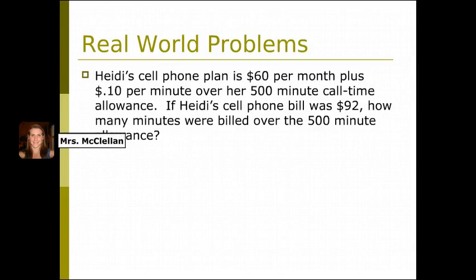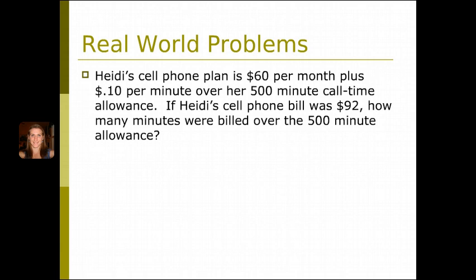All right, let's go ahead and get another word problem under our belt. Remember, again, the first thing that you should always do when completing a word problem is read the problem all the way through so you can figure out exactly what's going on and what they're asking you to figure out. Heidi's cell phone plan is $60 per month plus 10 cents per minute over her 500-minute call time allowance. If Heidi's cell phone bill was $92, how many minutes were billed over the 500-minute allowance?